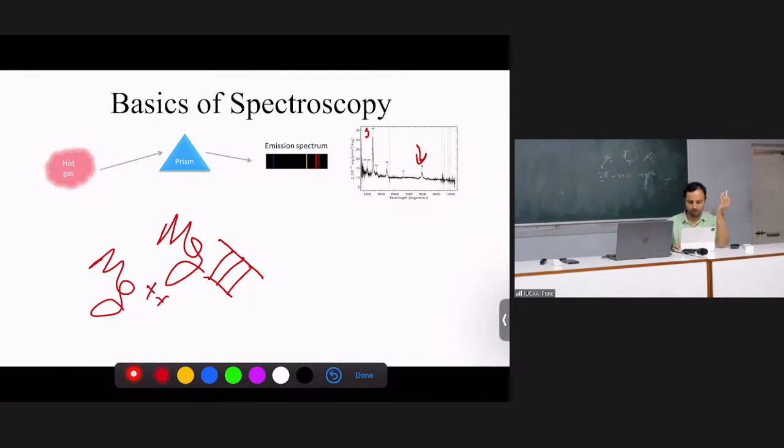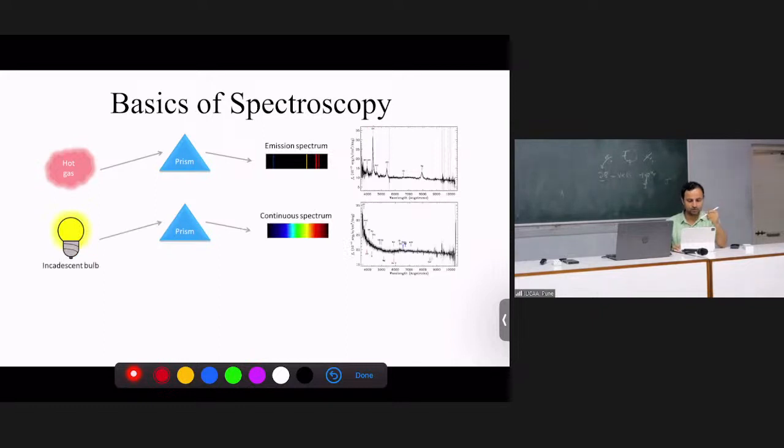Now let us talk about the continuous spectrum. Suppose we have a bulb radiating at all wavelengths, like the core of the sun emitting radiation at all wavelengths. It does not emit at a certain particular wavelength. It is emitting across the electromagnetic spectrum following the black body law. When you pass this light through a prism, you will see a continuous spectrum. This is what you see, and this shape depends on the temperature of the black body.